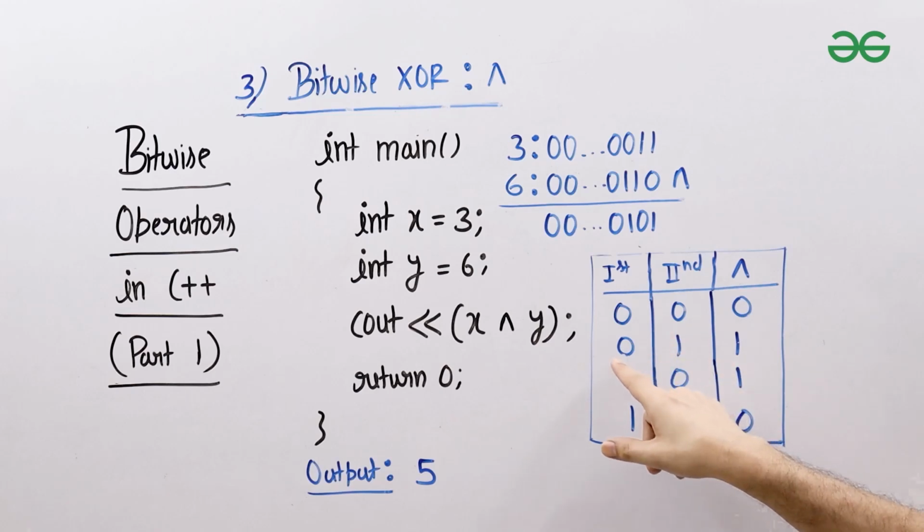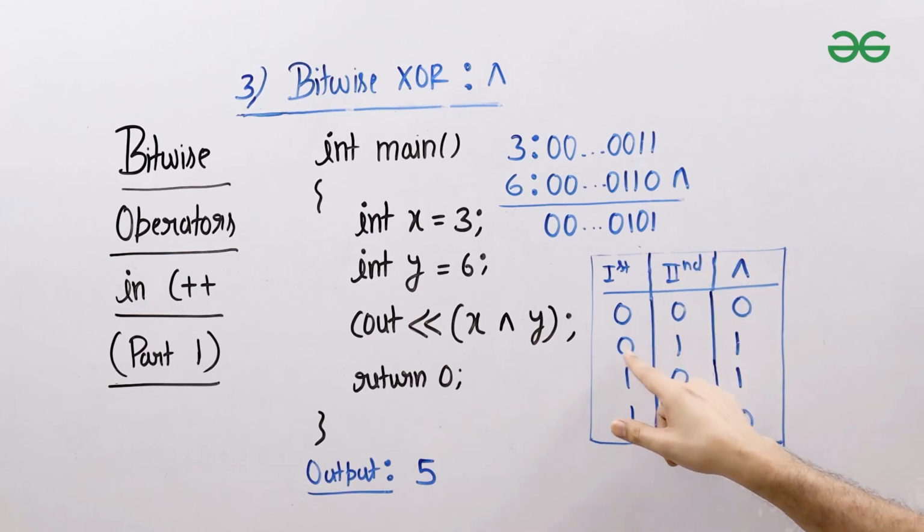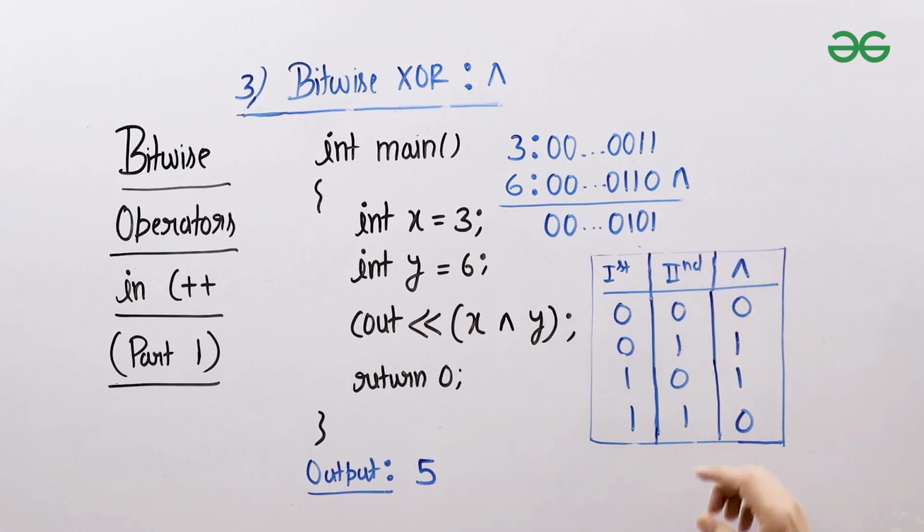In this case, if you see all these 4 cases, in 2 cases we have different bits, so we have 2 times output 1 and 2 times output 0. It's different from bitwise OR only in this case. In this case, bitwise OR was giving us 1 and XOR is giving us 0 because both bits are the same here.